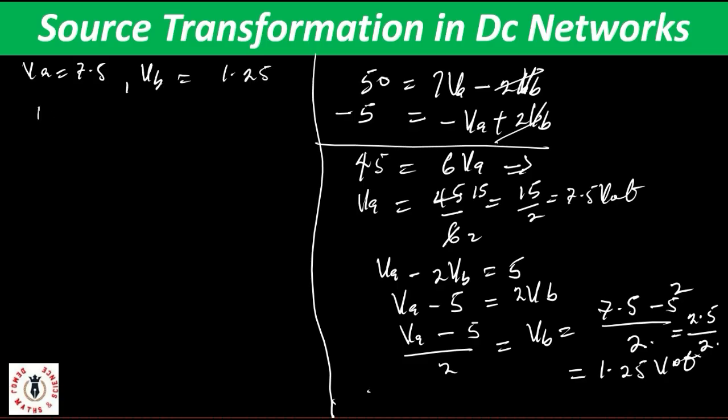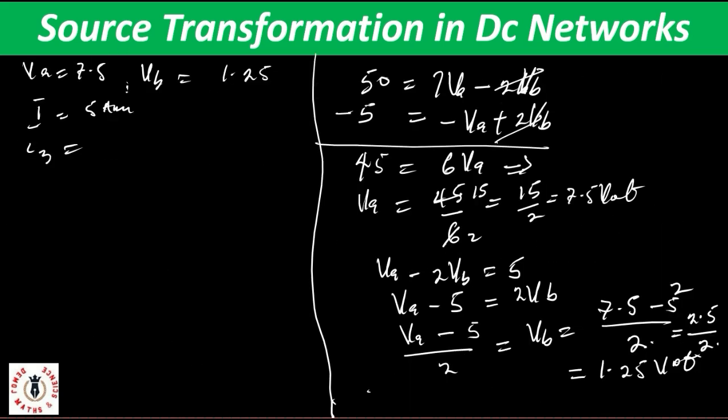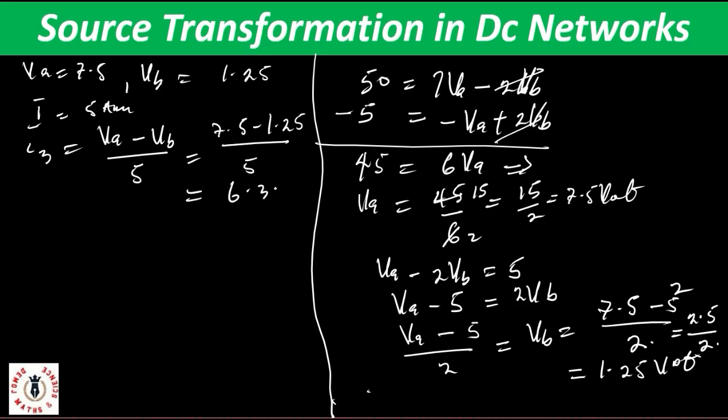Let's solve for each of the currents. We already identified I to be equal to 5 amps. We identified I3 to be equal to VA minus VB over 5. That's equal to 7.5 minus 1.25 over 5, which is the same thing as 6.25 over 5. Now we can do the same thing for I2 and for I4.